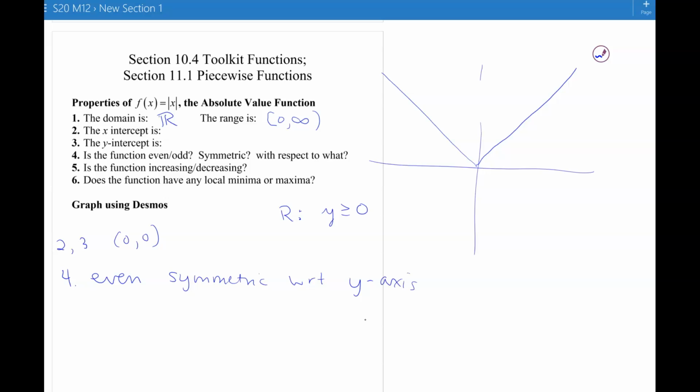And then is the function increasing or decreasing? Well, it's both. So it's increasing for x greater than 0 and decreasing for x less than 0. So we always read our graphs from left to right when we're talking about increasing or decreasing. And then does the function have any local max or min? We can see that the point (0, 0) is the lowest point. So y equals 0 is a local min, we say.